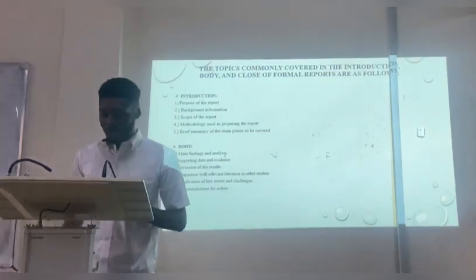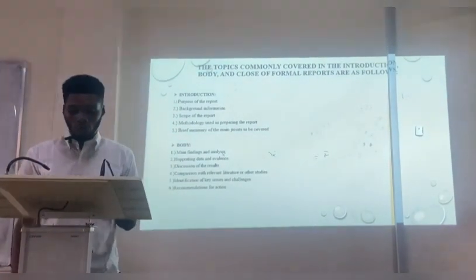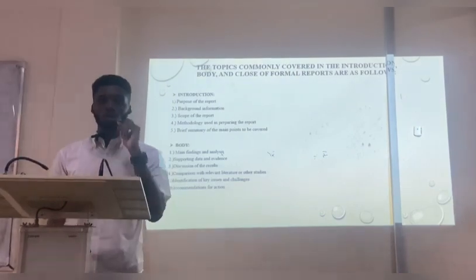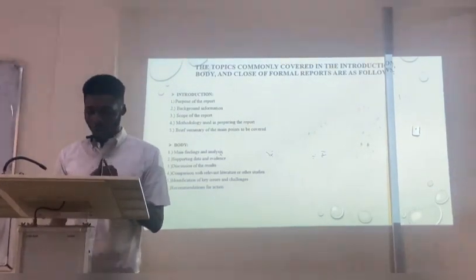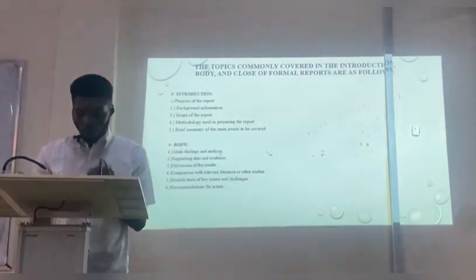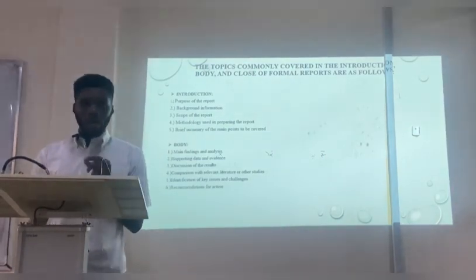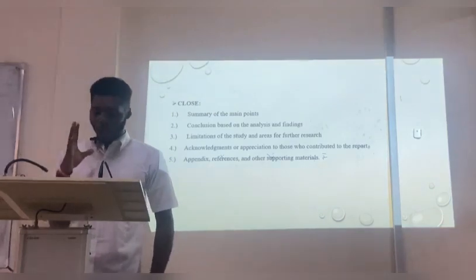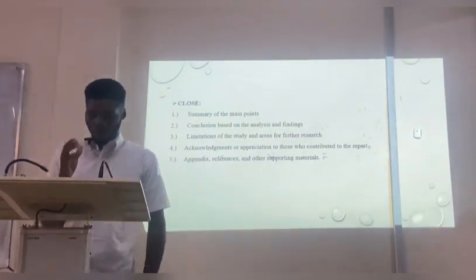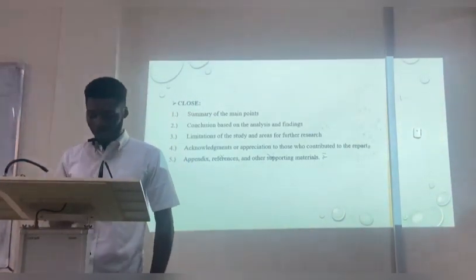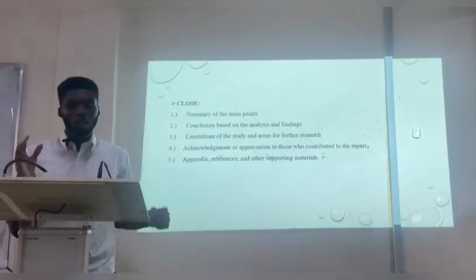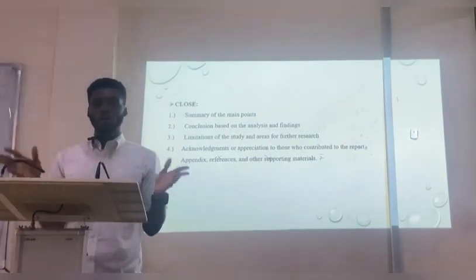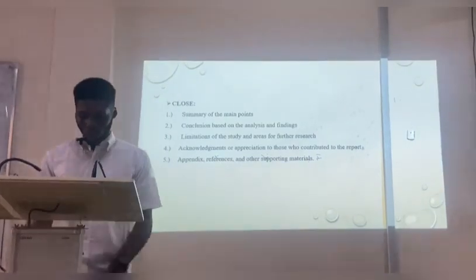The fifth point is identification of key issues and challenges which have to be rectified, which takes us to the last point, which is recommendation for action. And the last outline is the close. The close has 5 points under it. The first is the summary of the main points. This is where we conclude everything concerning the main points jotted down.